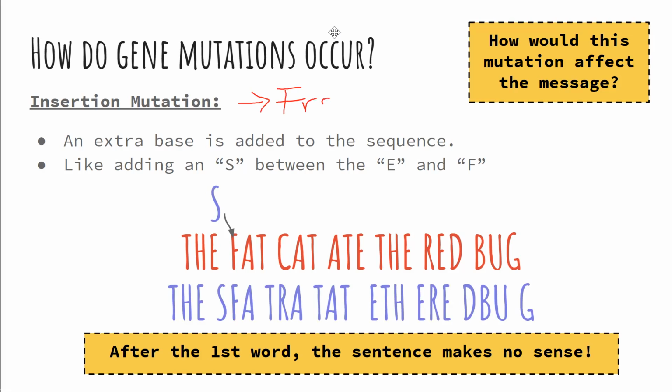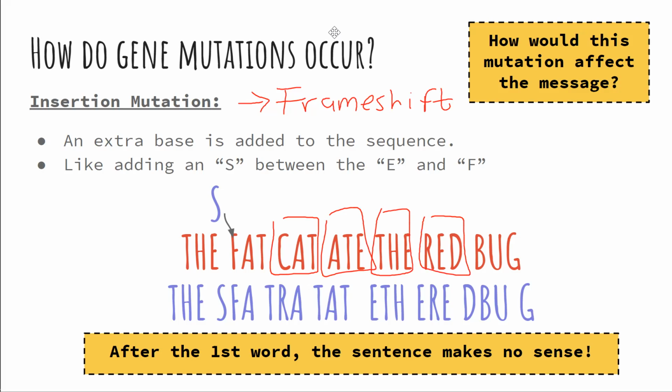It's called a frame shift because we know that DNA and RNA are read in groups of 3. Always, always read in groups of 3. So if this S was added in, it shifts the entire rest of the bases down. The bases are still read in groups of 3, but now, since it's been added, the groups of 3 are different. They're shifted down. So this is called a frame shift because the frame in which every 3 bases are read is shifted down.